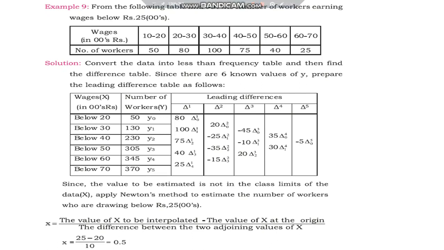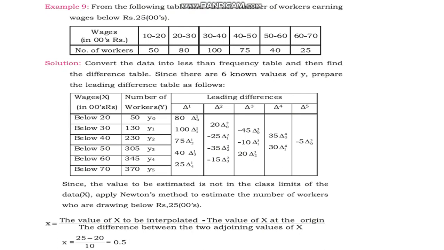Hi guys, hope you saw class 3, the two working problems for Newton's advancing difference method, and we'll go for the third method. It means the data structure will be different. From the following table, find out the number of workers earning wages below 25. That is not 2500. We consider the given value as 25.